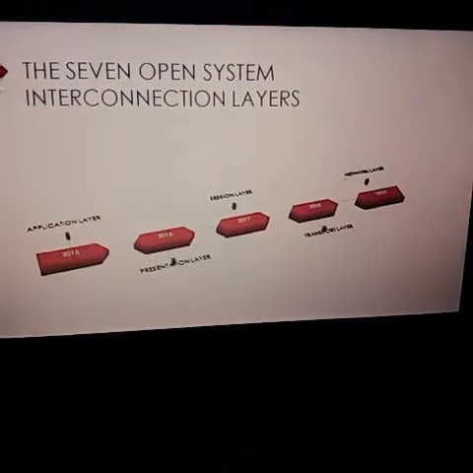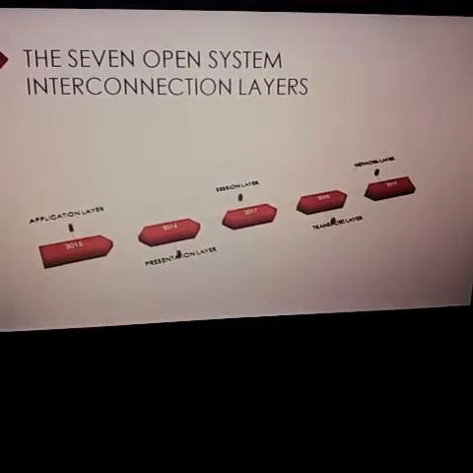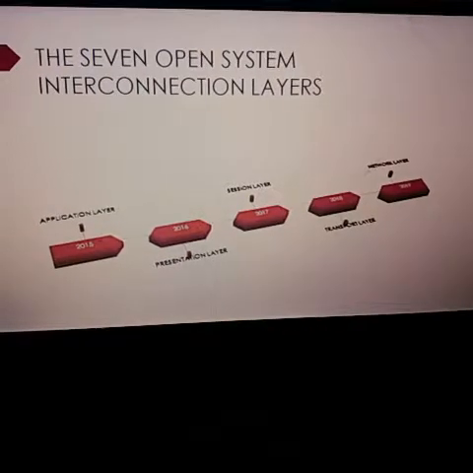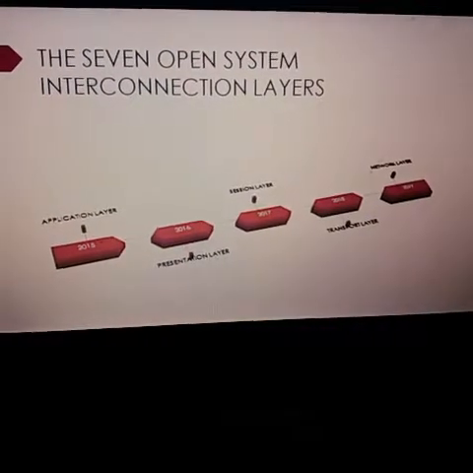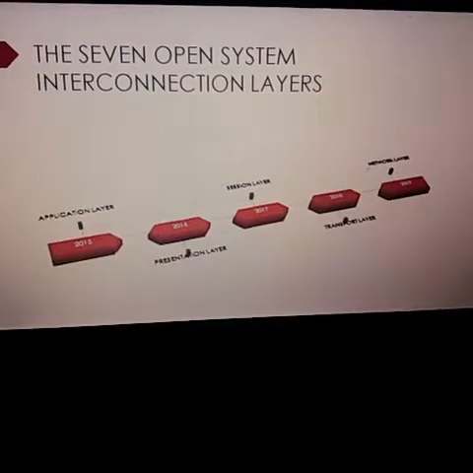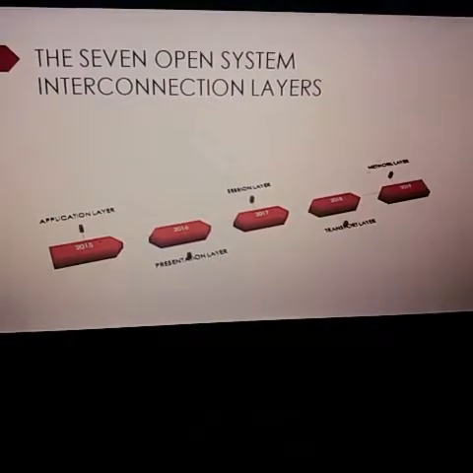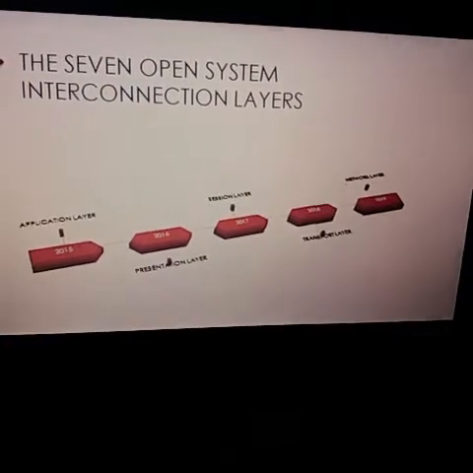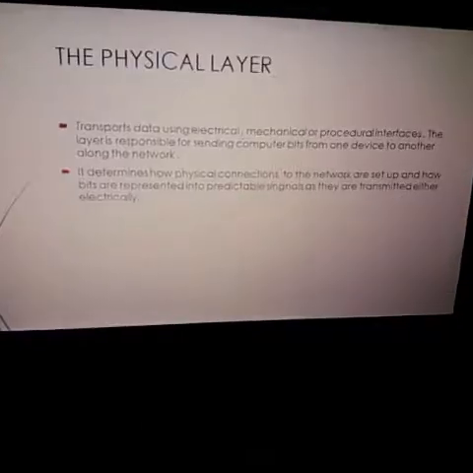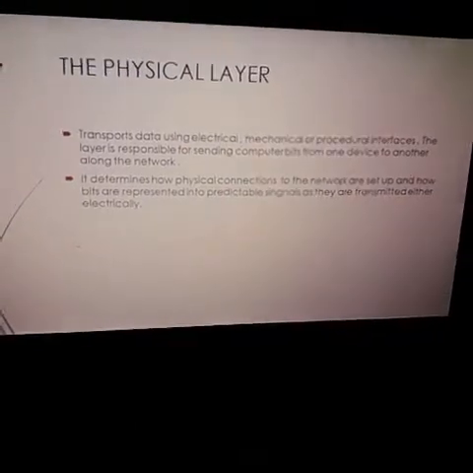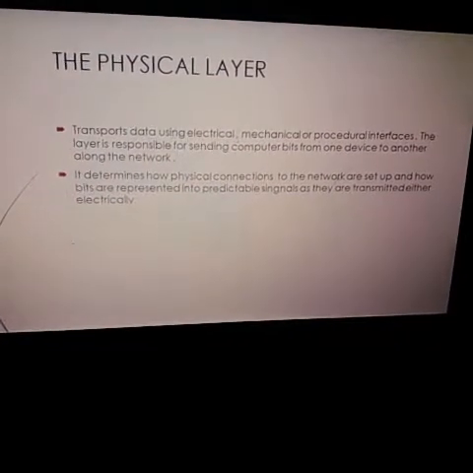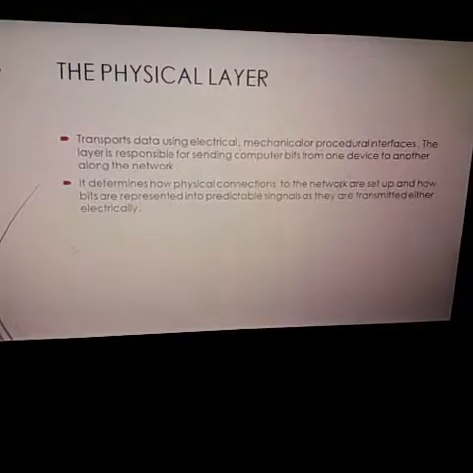The 7 Open Systems Interconnection layers. First layer, application layer, presentation layer, session layer, transport layer, network layer. These are only 5 of them, but the other ones will be displayed as we go onto the slides. The first one, the physical layer, transports data using electrical, mechanical, or procedural interfaces.